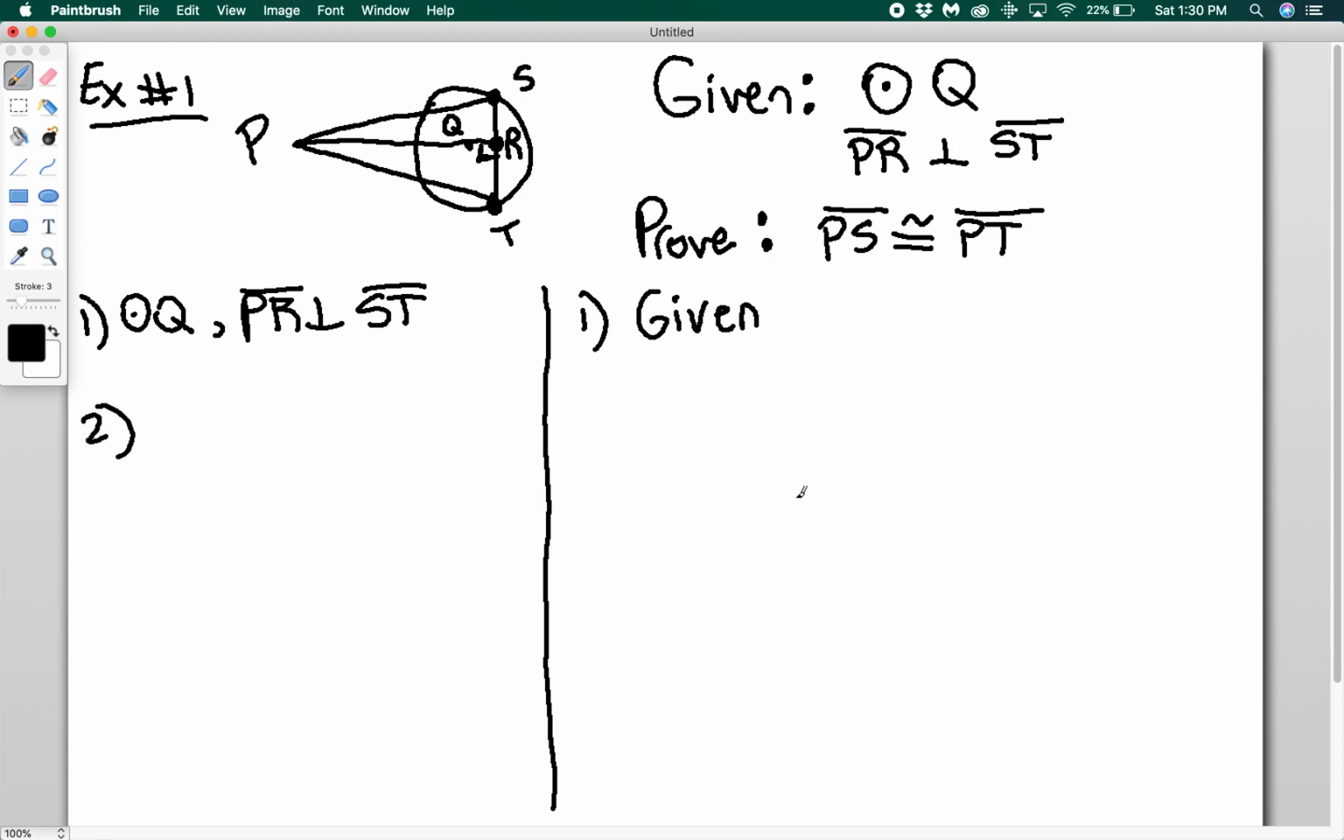And then I want to try to use some of my circle theorems. So what can I say? If I know that this segment here is perpendicular to this one, then I can also say that it bisects it, that it splits line segment ST in half. And I can say that because of circle theorem number 1, which we had on the last page. So I'm going to write that PR bisects ST, because if something is perpendicular, then it has to bisect it, in this case with the radius and the chord. So my reason for this is theorem number 1.